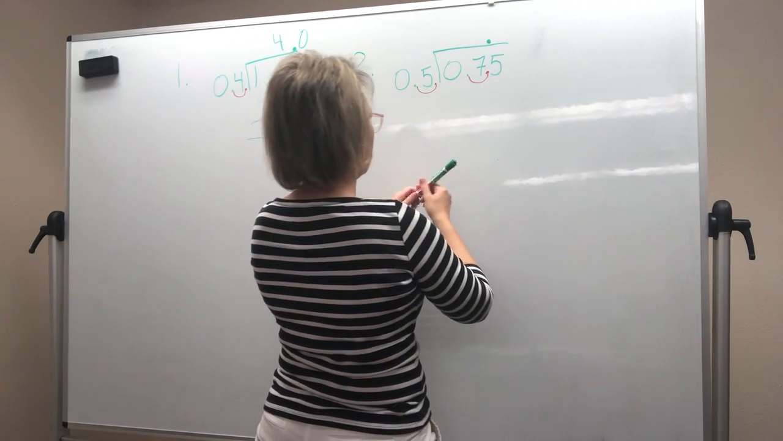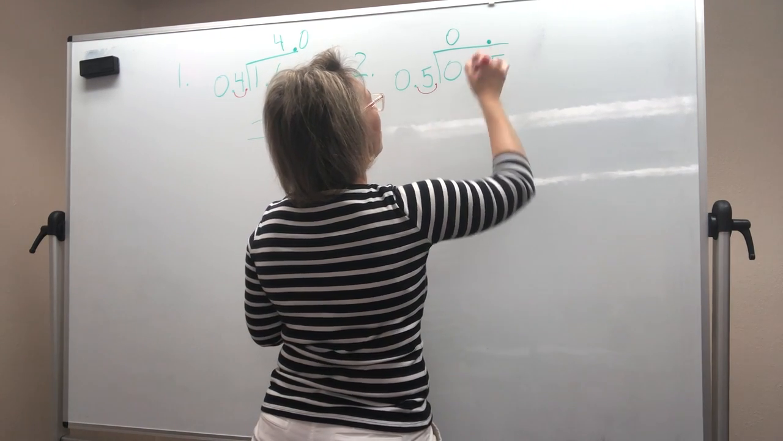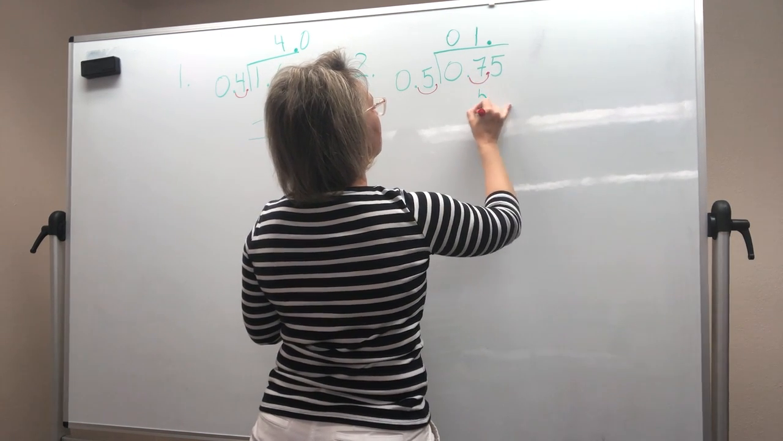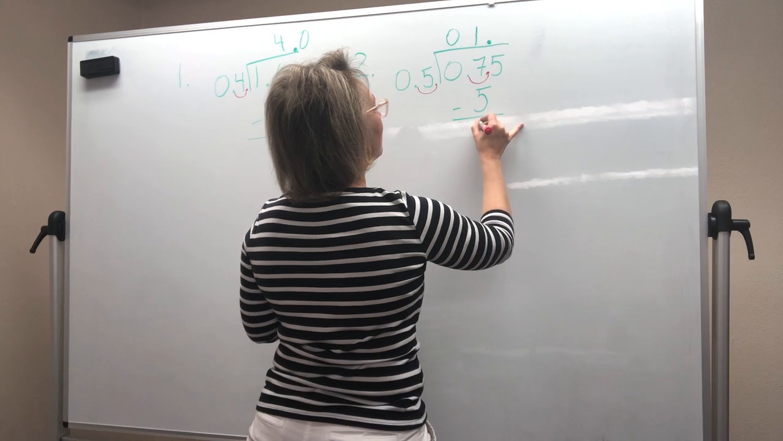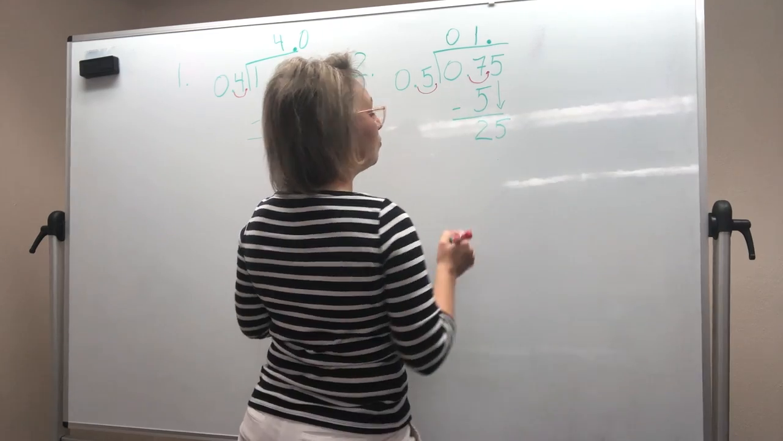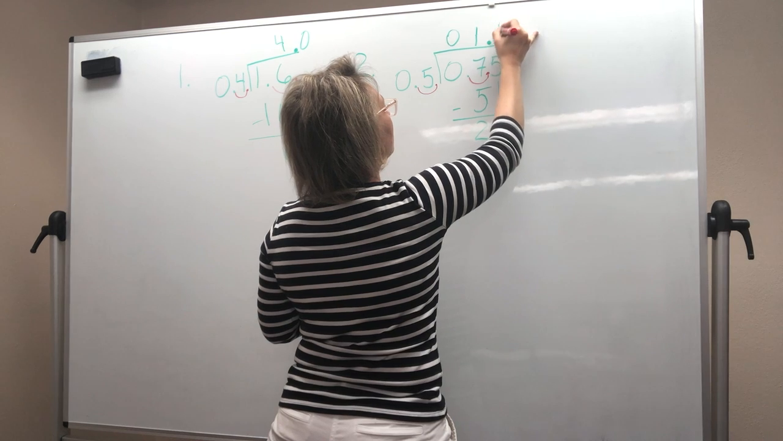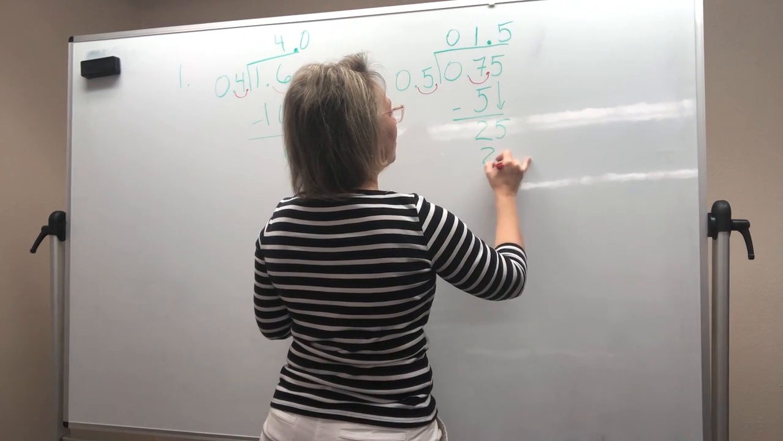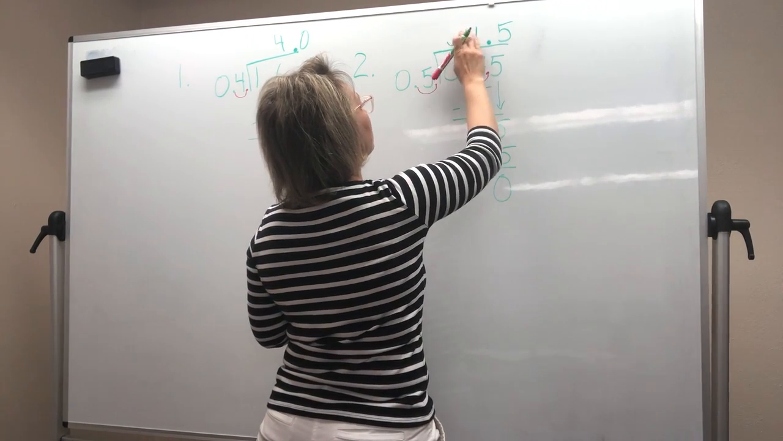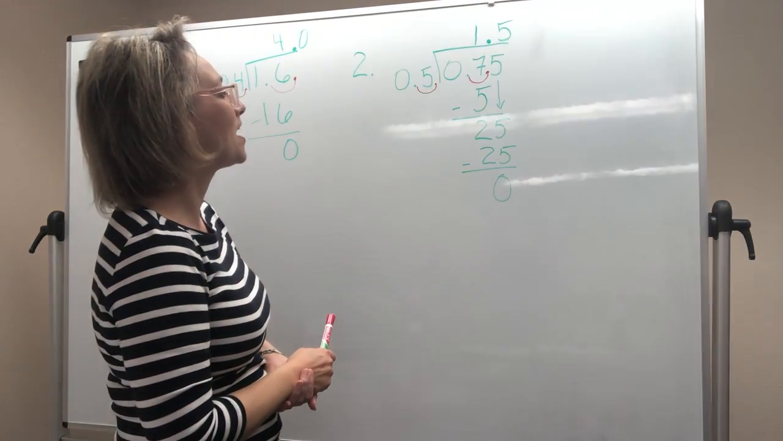5 won't go, it doesn't go into 0. Will 5 go into 7? It will. 5 will go into 7 1 time. 1 times 5 is 5. We subtract, and I have 2 left over. All right, now I'm going to move down my 5. Ooh, 5 into 25. Will that go? Yes, it will. 5 goes into 25 5 times. So 5 times 5 is 25. I subtract, and my remainder is 0. I'm going to get rid of that first 0 because I don't need it. My answer is 1.5, 1 5/10.